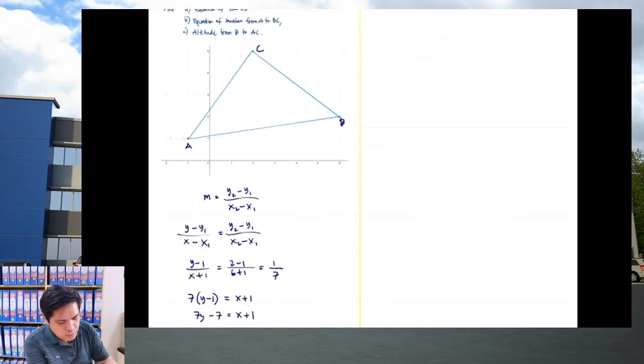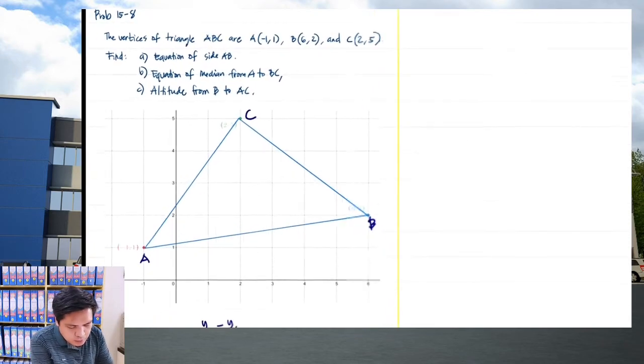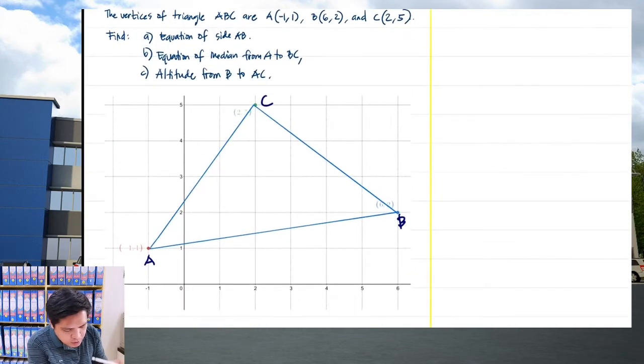Now, for letter B, equation of the median to BC. Okay, when we say median, a median divides a segment or a side of a figure into two equal parts. So, median to BC daw, or median from A to BC, meaning you are trying to get the equation for this. Kita? Ito, median meaning midpoint to dito. So, let's get the equation of that line that will pass through that.